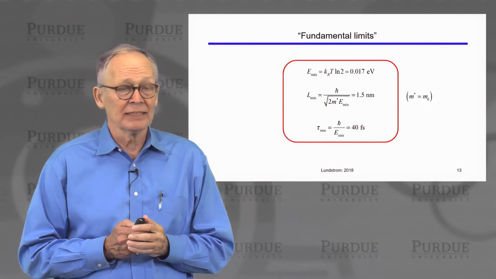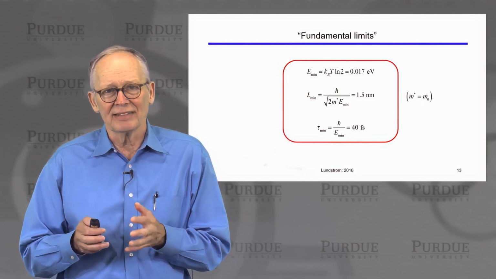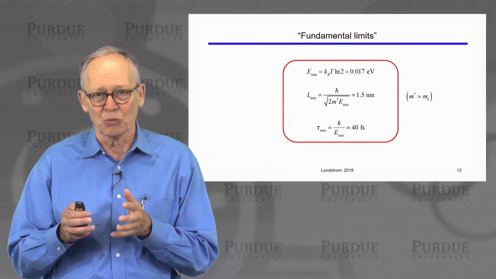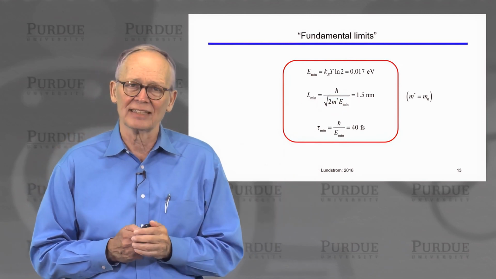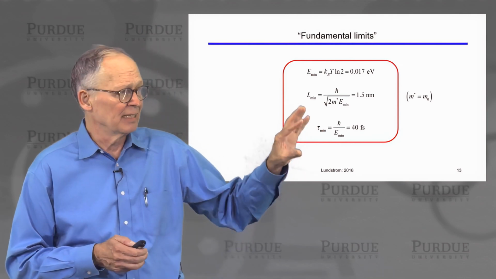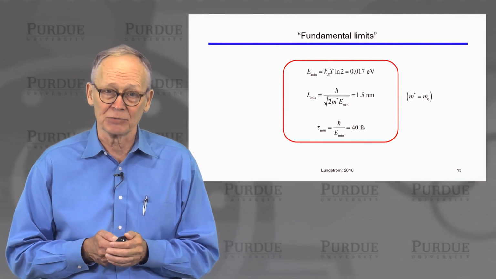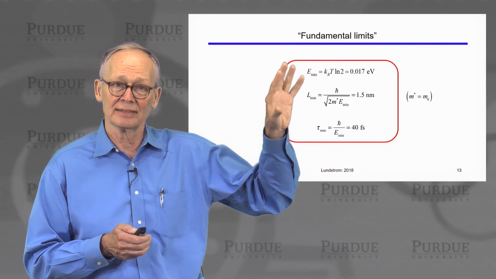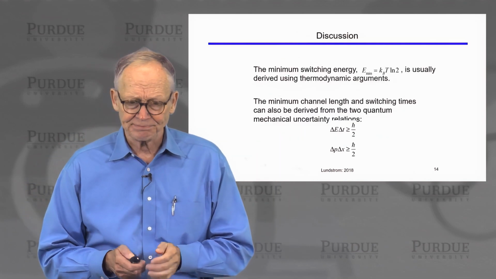We have the minimum channel length, and it depends somewhat on the material, on the effective mass of the semiconductor. If I assume that the effective mass is 1 times the electron rest mass, I plug in numbers and I'll find that the minimum channel length is about 1.5 nanometers. And the minimum switching speed, I just plug the numbers in, it's about 40 femtoseconds. So these very simple arguments give me these general fundamental limits for these 3 quantities of interest.